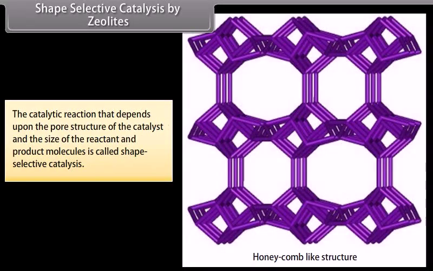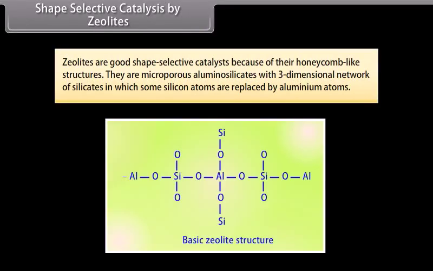Shape-selective catalysis by zeolites. The catalytic reaction that depends upon the pore structure of the catalyst and the size of the reactant and product molecules is called shape-selective catalysis. Zeolites are good shape-selective catalysts because of their honeycomb-like structures.